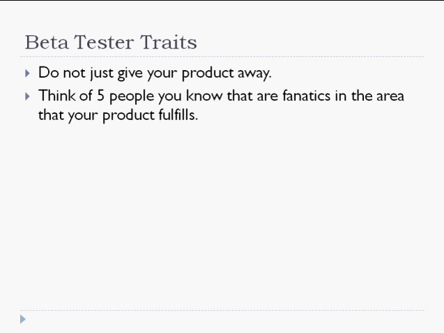So let me give you some beta tester traits. This is the type of person that you want to approach. Do not give your product away to anybody. Think of 5 people that you know that are fanatics in the area that your product fulfills. So if it's a software product, think of somebody that you might know that is a fanatic in that specific area. If you've created a product and you're not necessarily familiar with certain people that might be fanatics, then go to a forum.